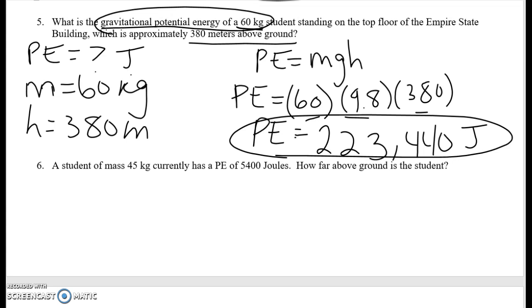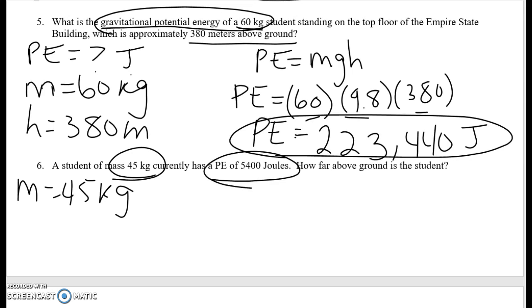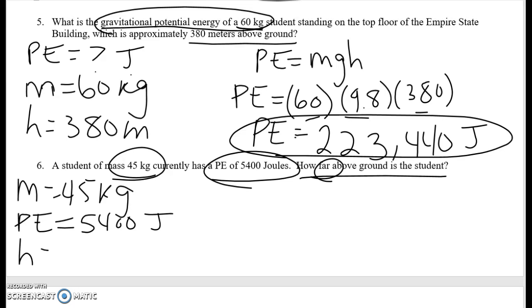Okay, so in number 6, it's a little bit different. So for number 6, they give me some different variables. So number 6, a student of mass 45 kilograms, again, they're giving me the mass, currently has a potential energy of 5,400 joules. So they give me PE this time, and they tell me it's 5,400 joules. And they want me to find how far above the ground is the student. So how far is the distance? That is the height. That's my unknown that I'm looking for.